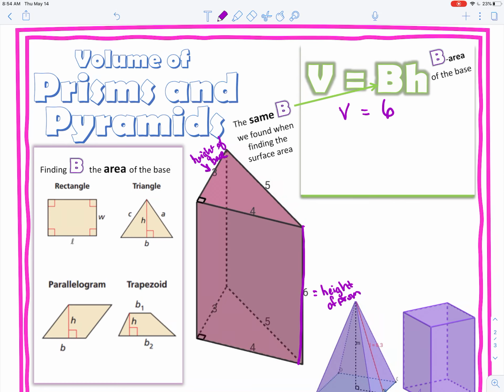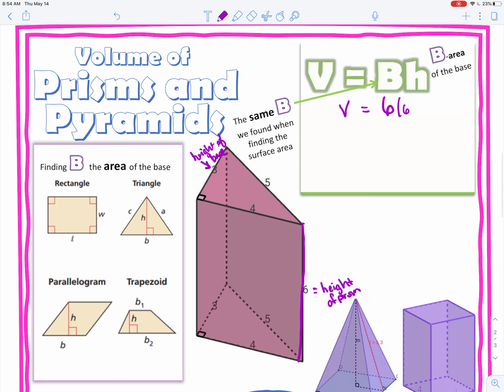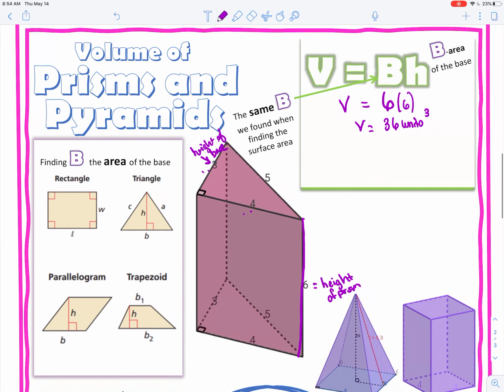So we're taking our base that we found earlier, the area of the base, times the height of the prism, and 6 times 6 is 36 units cubed now, because we've taken half the base times the height, units times units, and then we've multiplied it by the height of the prism, which gives us units cubed. Volume is measured in units cubed, centimeters cubed, and so forth.